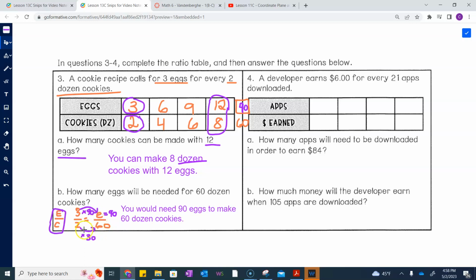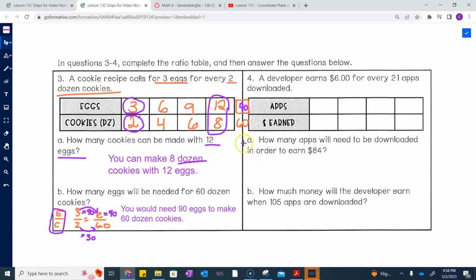And then I figured out my scale factor, which is 30. To scale up from a 2 to a 60 is a 30. 3 to E would be times 30, and you get 90. So it would take 90 eggs to produce 60 dozen cookies. 60 dozen cookies is 720 cookies. It would take 90 eggs to make 720 cookies.